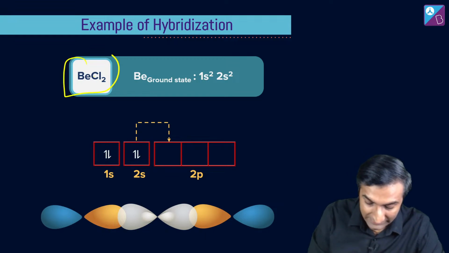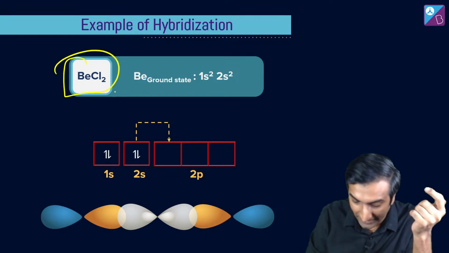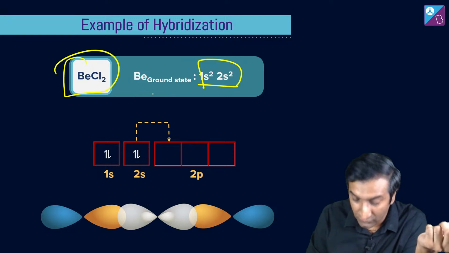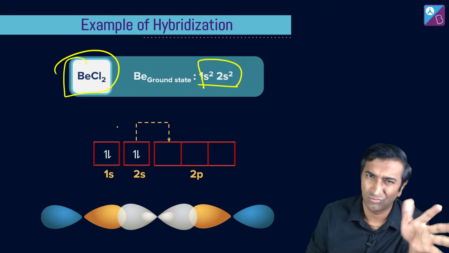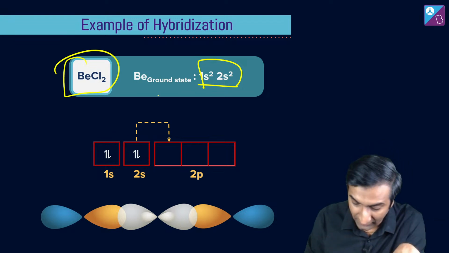Khair, sp2 was for BF3. Let's look at BeCl2. BeCl2, beryllium का ground state is 1s2, 2s2. Bring out the periodic table. Okay, for these ideas you need to know which element is where. थोड़ा बहुत आइडिया होना चाहिए. पहले 10 elements का तो होना चाहिए, right?